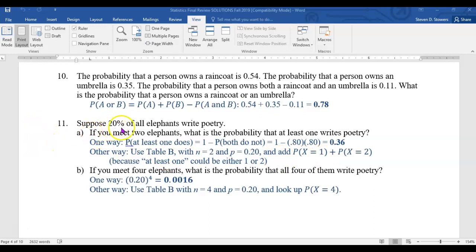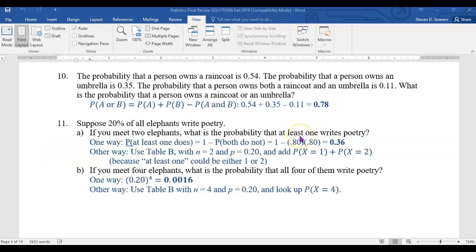Number 11, suppose 20% of all elephants write poetry. If you think of that in probability terms, that means the probability that a randomly selected elephant is one of the ones who writes poetry would be 20% or 0.2. If you meet two elephants, what's the probability that at least one writes poetry? There's more than one way we could figure this out.